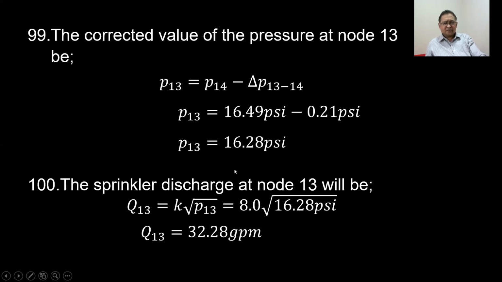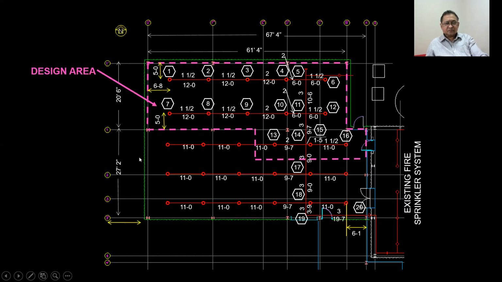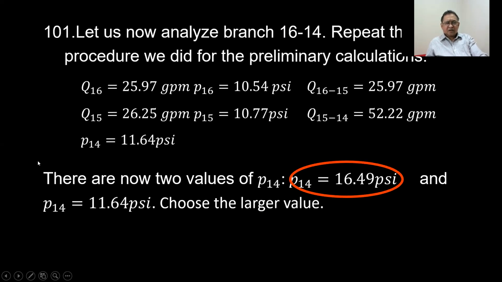And from this value, we can calculate the sprinkler discharge at node number 13, 8.0 square root of 16.28. The resulting sprinkler discharge at node number 13 will be 32.28. So we have now solved this one here. And let us now analyze the branch between 16 to 14.